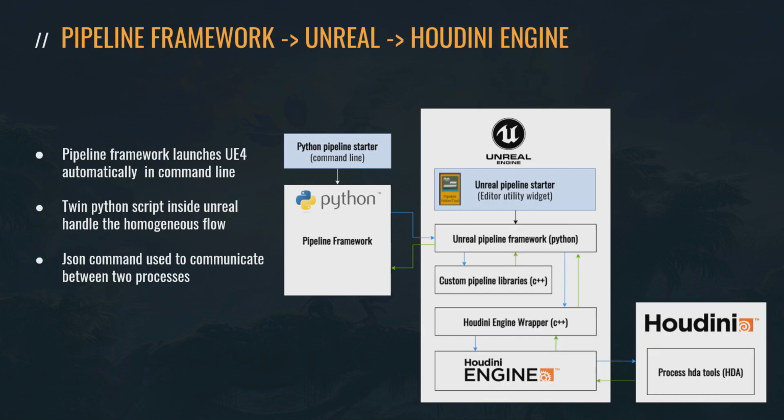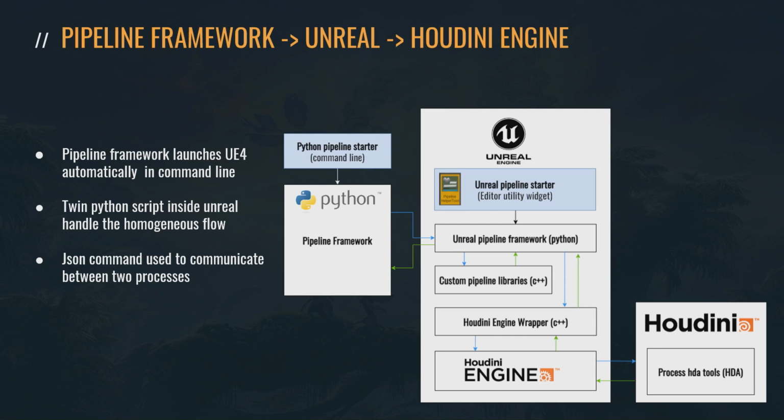In terms of how we connect Houdini Engine and Python, our pipeline framework launches Unreal through the command line. The system of Unreal allows us to launch a Python script, and that Python script is the Unreal pipeline framework inside Unreal. That script is the twin of the pipeline framework, and it launches all the steps all the time, handling the same steps each time.